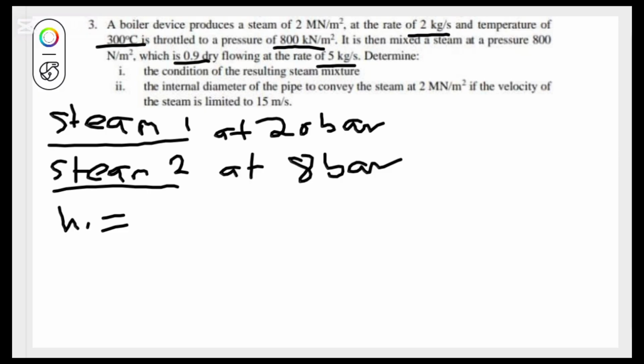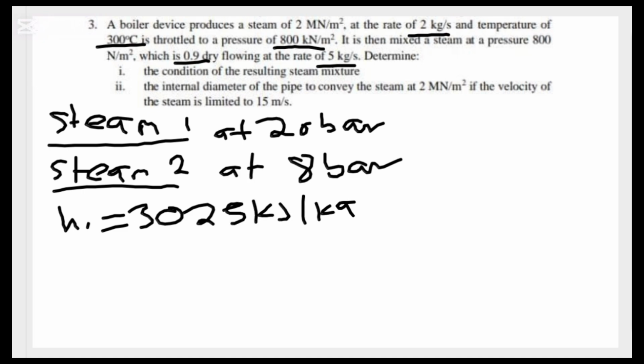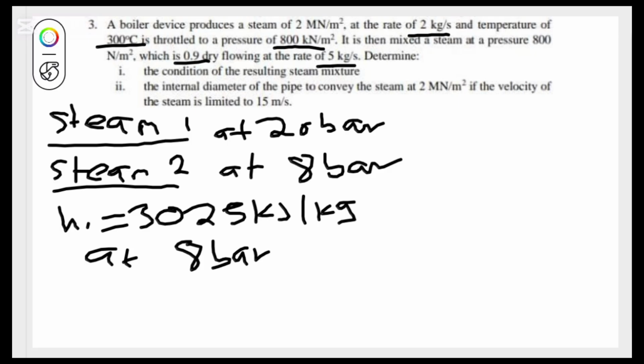As you can see, from what we checked, we got H1 as 3025 kilojoule per kg. Since the throttling is isenthalpic, my H1 will be this, and therefore at 8 bar, I have to find my temperature and Hg. So let's check and find our temperature and also our Hg.